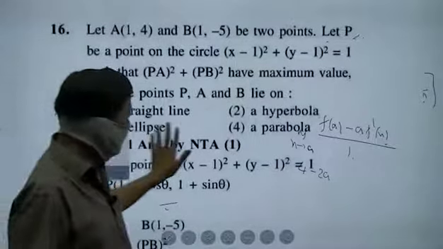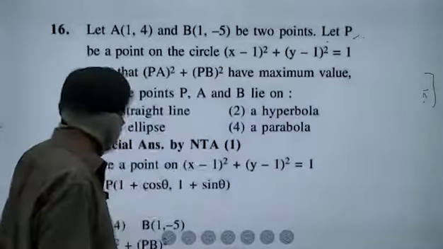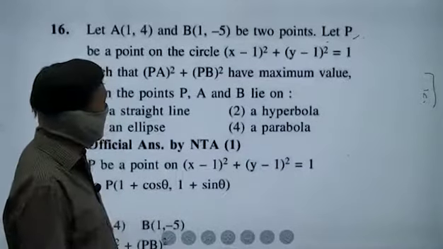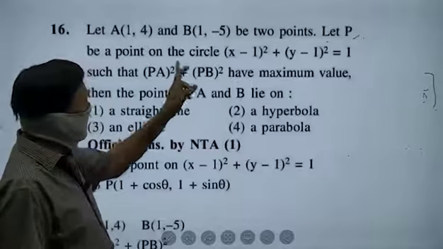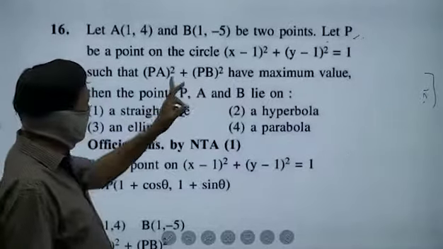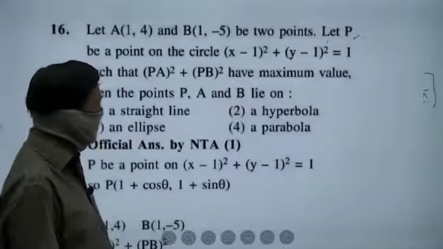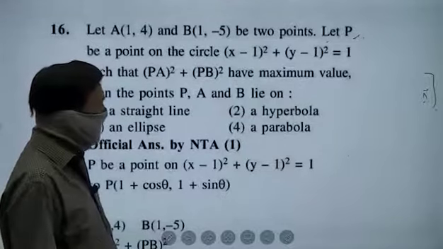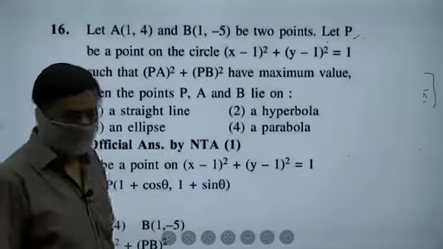A is (1,4), B is (1,-5), these are 2 points. P is a point on the circle. PA square plus PB square is having maximum value. Then A, B and P lie on what is the question.